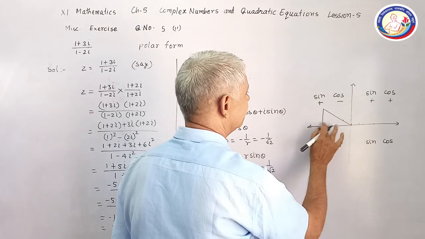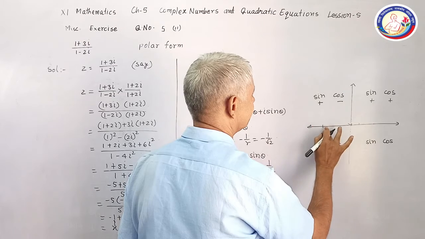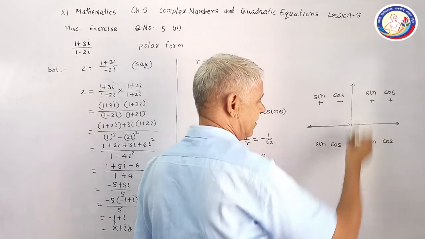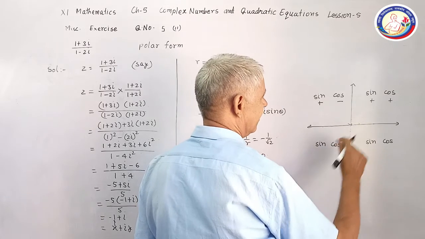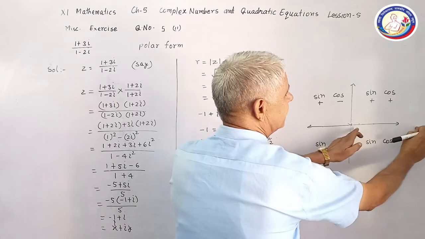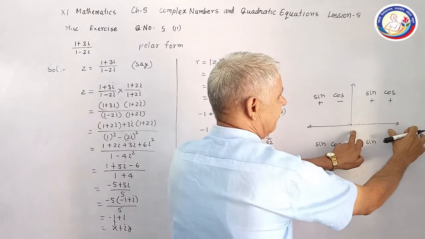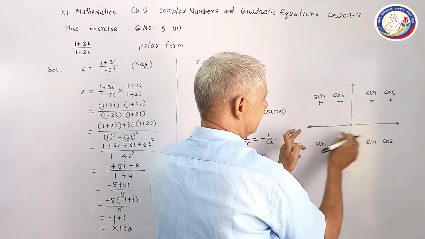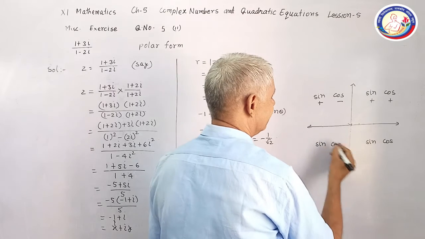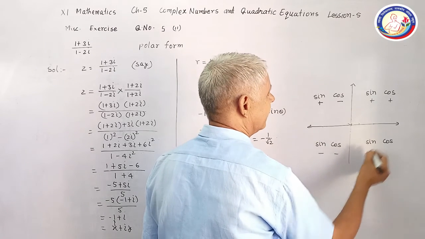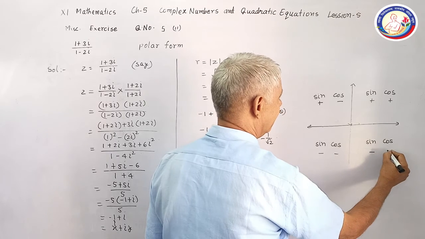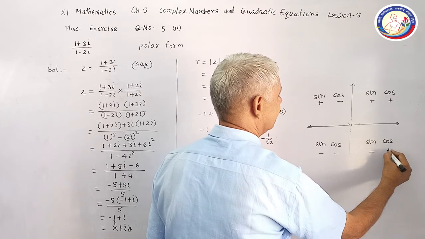Here both are negative. See this figure here. This is the positive direction for y and downward is negative, and this side is positive for values of x, and behind this y axis x will be negative. So sine is negative and cos is negative. Here sine is negative and cos is positive.